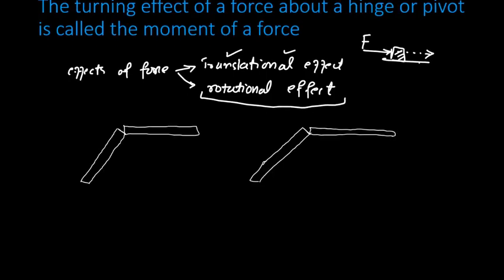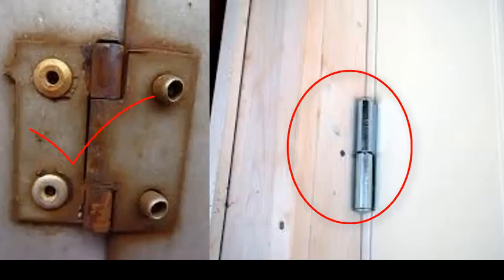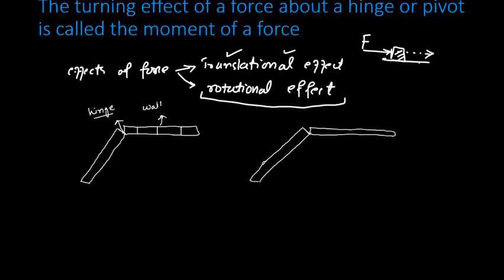So this is the top view of a door connected to a wall. This is the wall. When you see a wall from the top, you will see just a strip, and this is the hinge. The hinge is that part of the door about which the door will rotate. You can clearly see in the picture. And this is the door. The same diagram has been repeated here.